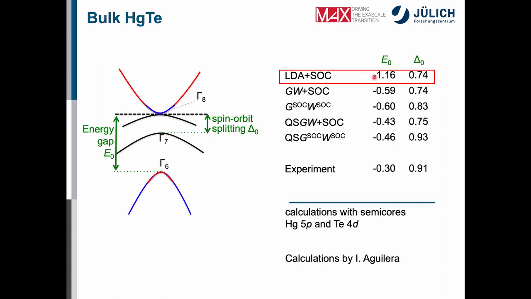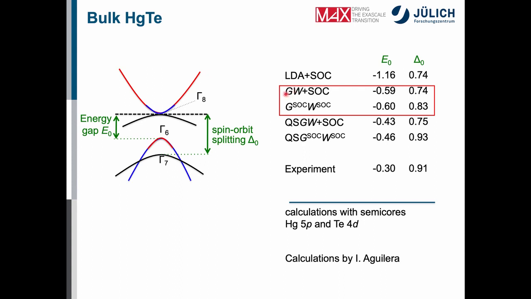LDA gives the correct signs, negative for the band gap, positive for the splitting, but the absolute values disagree with experiment. In particular, LDA gives the wrong ordering of states at the gamma point. This wrong ordering is corrected by the one-shot GW approach. In the first case, the spin-orbit coupling is included as a simple a posteriori correction. In the second, it is incorporated into the GW approximation in a consistent way. And only then do we obtain a correction of the spin-orbit splitting as well. If we run the whole calculation self-consistently in a QSGW approach, we get the best agreement with experiment.